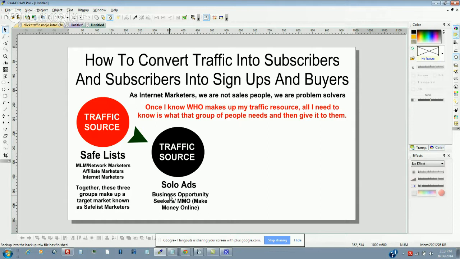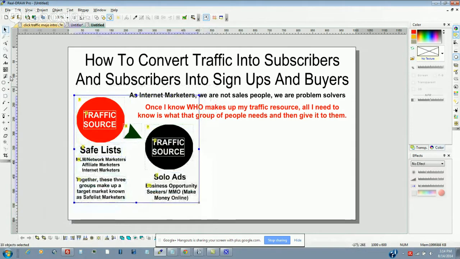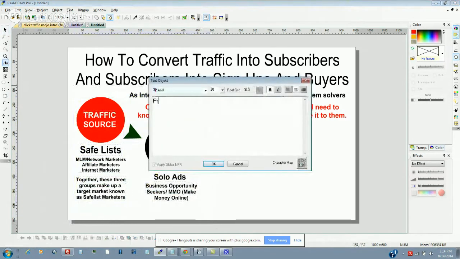Okay? So again, very important to understand who our traffic source is made up of. Because knowing that is what gets us both the conversion on the front end and the back end. Okay, so I'm going to shrink this down here a little bit so we can kind of make a contrast here. Okay, and we're going to call this the front end system here.